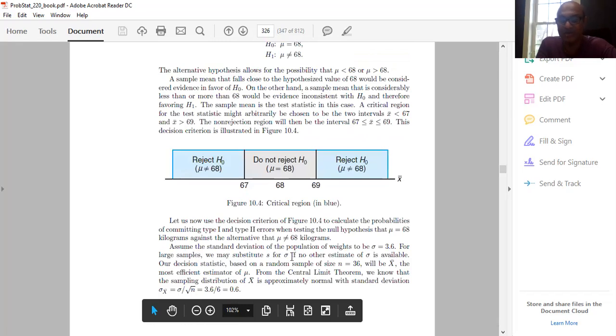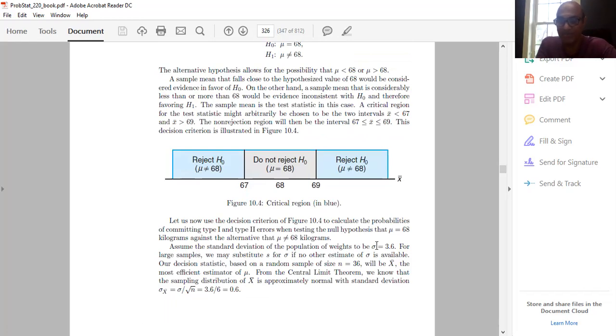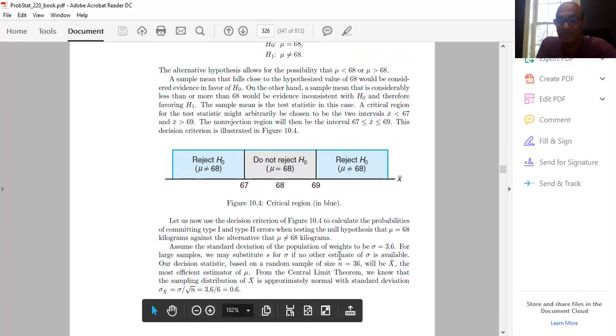Assume the standard deviation of the population of the weight to be sigma equal to 3.6, right? So we are going to use sigma equal to 3.6 for the large samples. Now, the large sample is already given to us. We may substitute s for sigma if no other estimation of sigma is available. Our decision statistic is based on a random sample of size n equal to 36, so x bar is the most efficient estimator of mu.